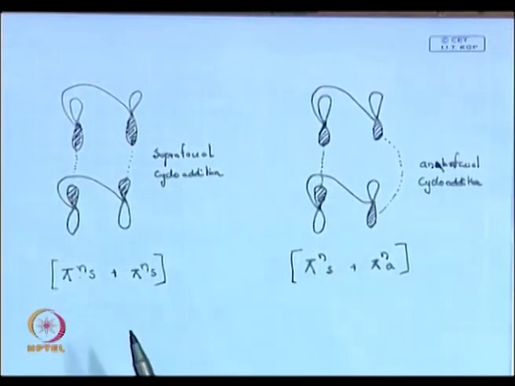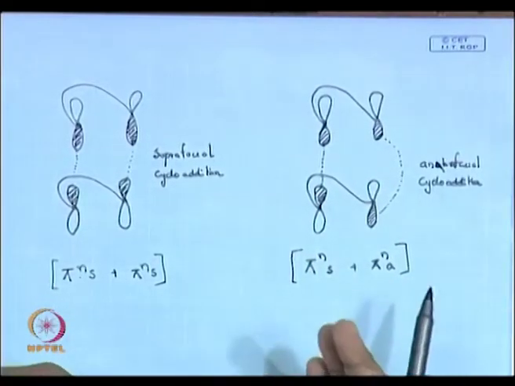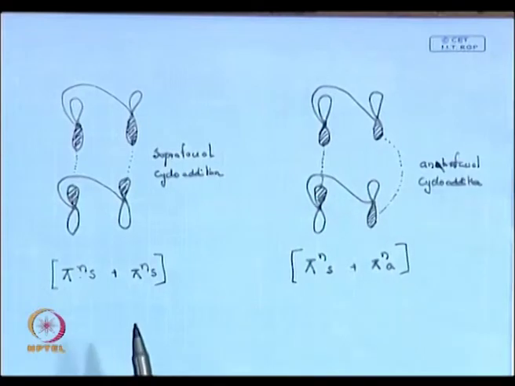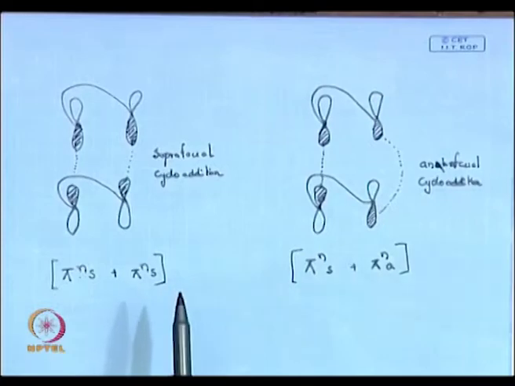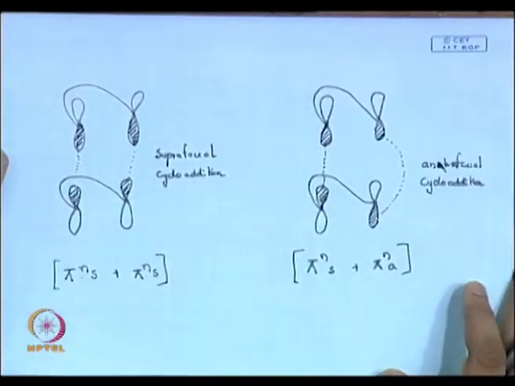You can say the system undergoes a suprafacial cycloaddition or an antarafacial cycloaddition. They can be pi n s plus pi n s, where both are suprafacial, or pi n s plus pi n a, depending on the system. So, this is the mode of cycloaddition based on your FMO theory. Now, we will slowly get into our 2 plus 2 cycloaddition, which is the first cycloaddition we are going to study. This is just an introduction.